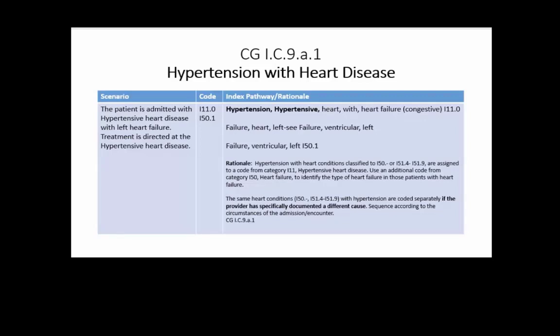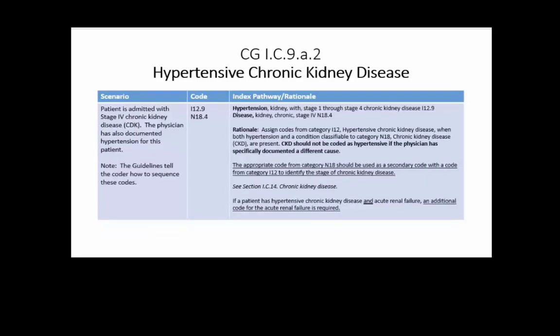And I have there the index pathway, how we found it, and note that we are coding the heart failure as well as the hypertensive heart disease with heart failure. Hypertensive chronic kidney disease, this is another one of those where you are assuming a relationship unless the doctor tells you there's not a relationship.